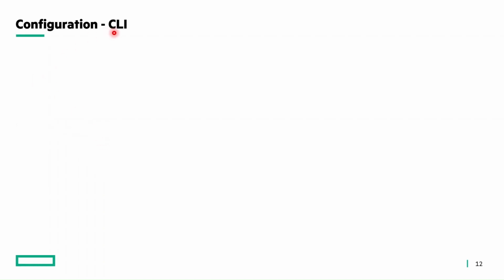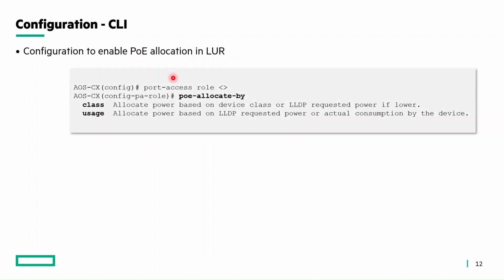Configuration. Let's see how we can do the configuration for this feature. First is configuration via CLI. To enable this PoE allocation in the LUR, here is the configuration: port-access role, then the role name, and we have the option poe-allocate-by, which has two values, either class or usage. Based on the requirement, it can be set as poe-allocate-by class or poe-allocate-by usage.